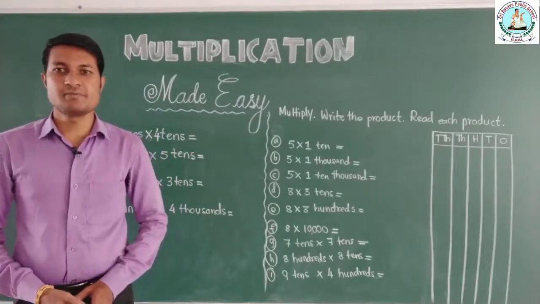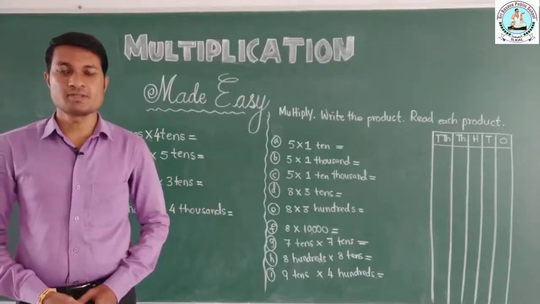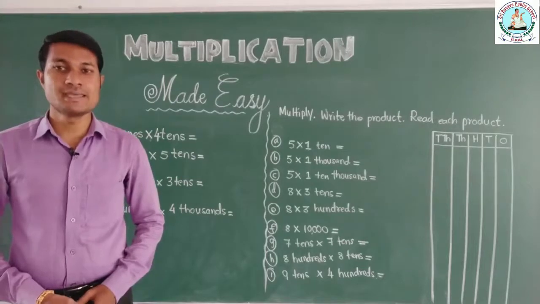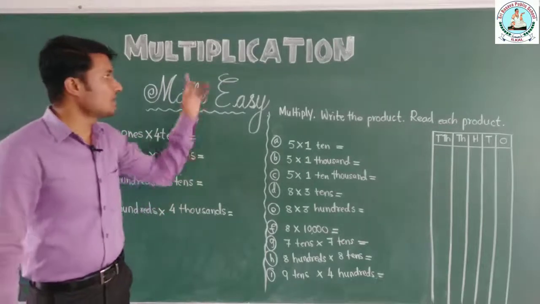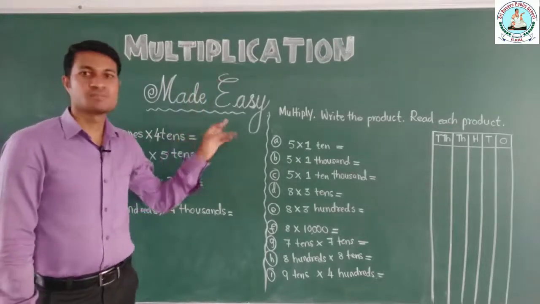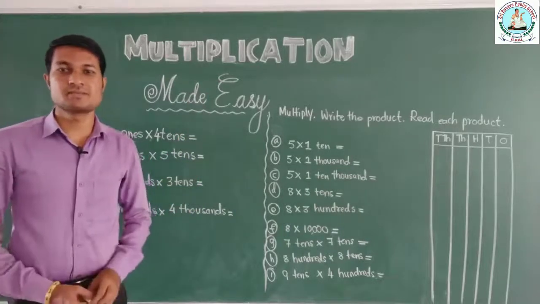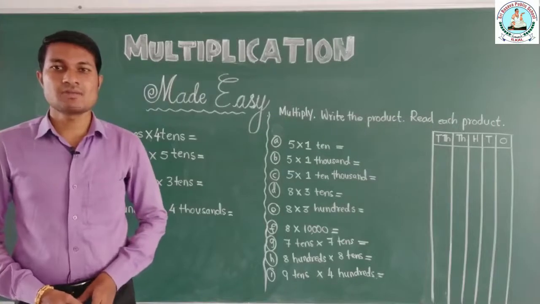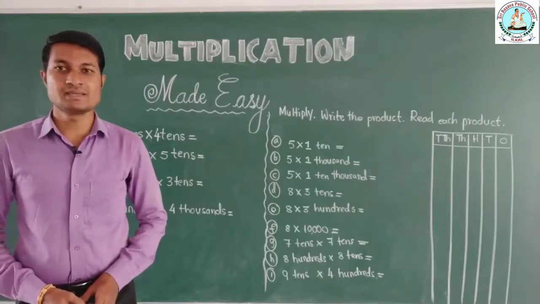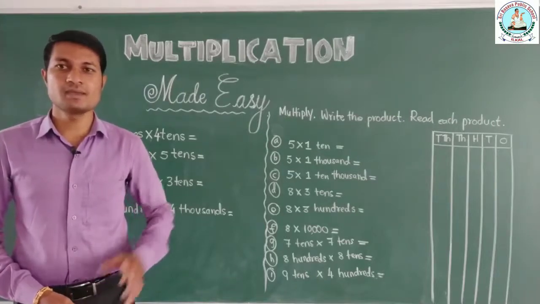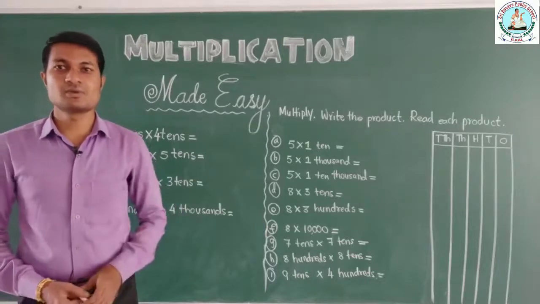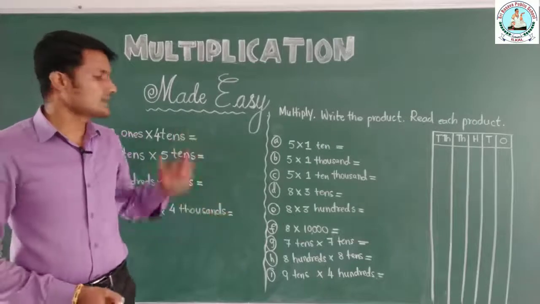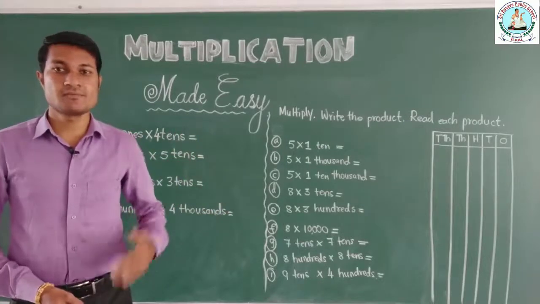Well students, in the previous video we learnt the properties of multiplication. So in this video we are going to learn an easy trick, that is multiplication made easy. What do you mean by multiplication made easy? It is a method that will help you get your product very easily whenever you are multiplying a number with a number which has a few zeros. Let us understand this by taking a few examples.